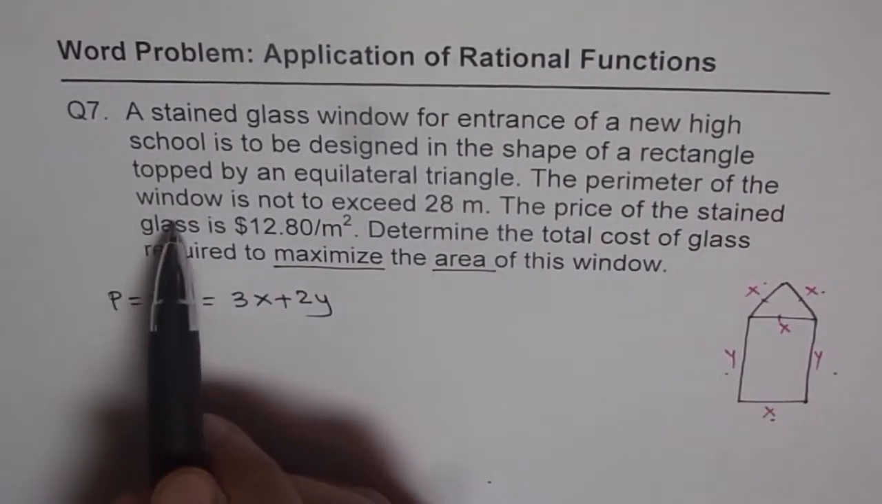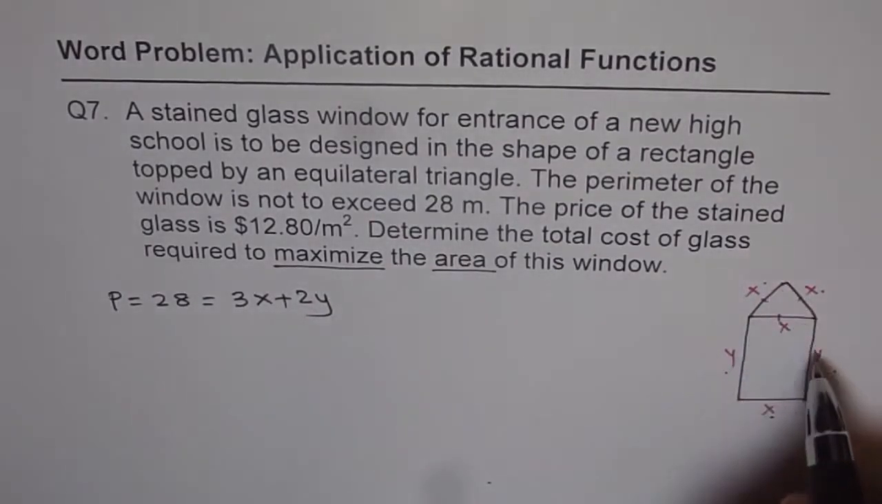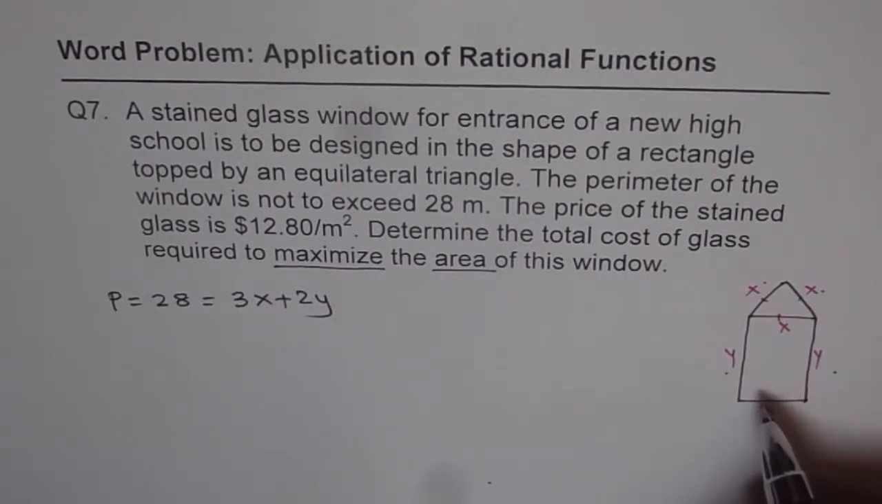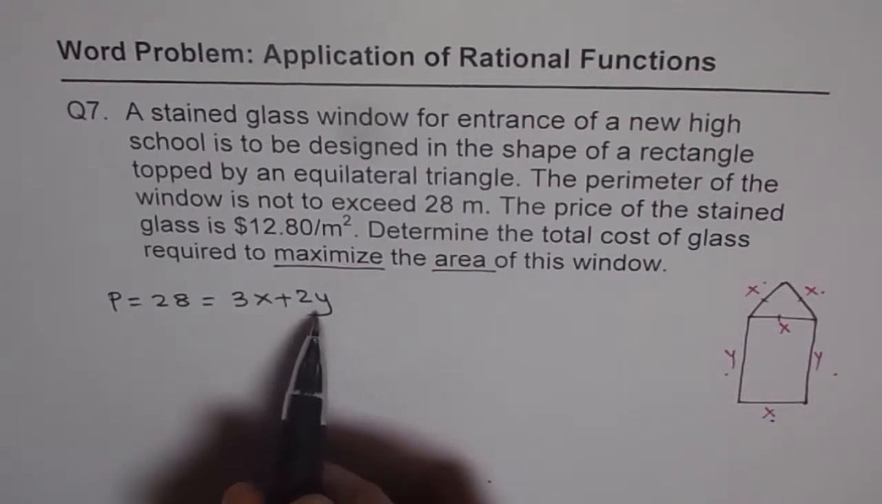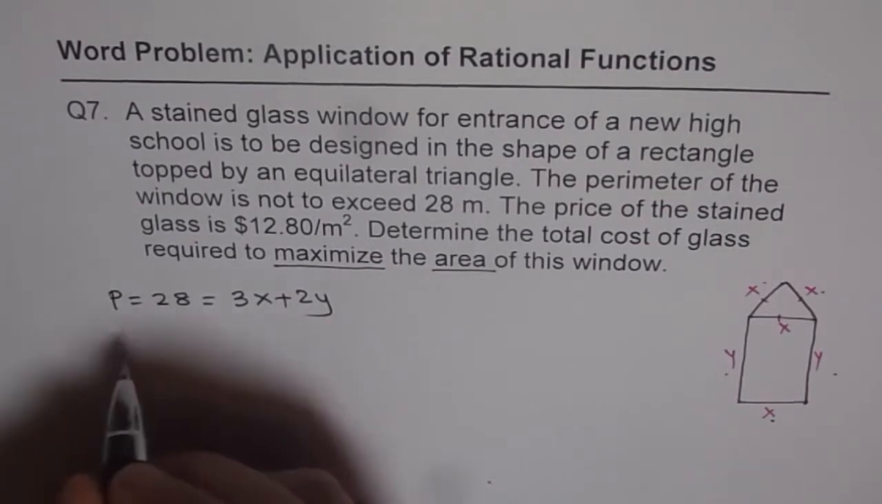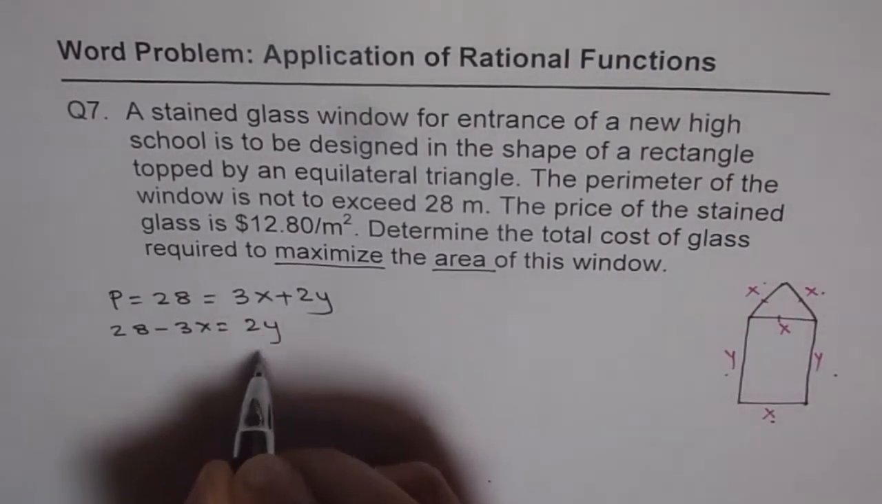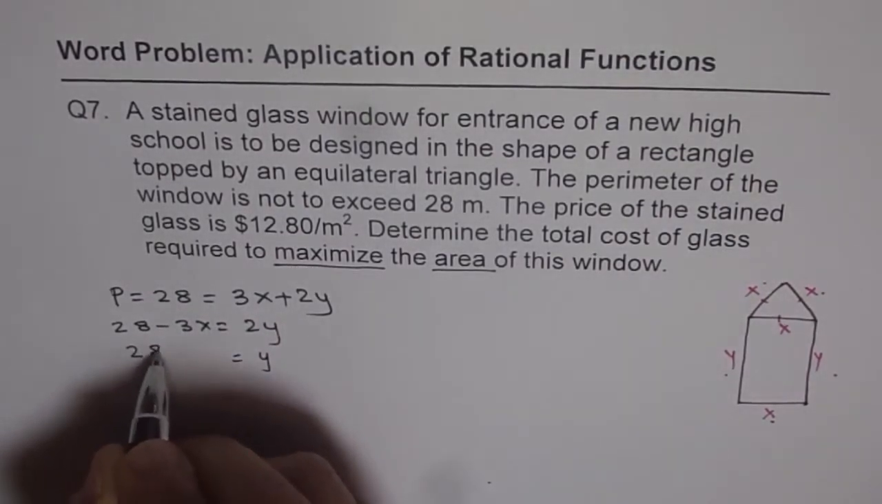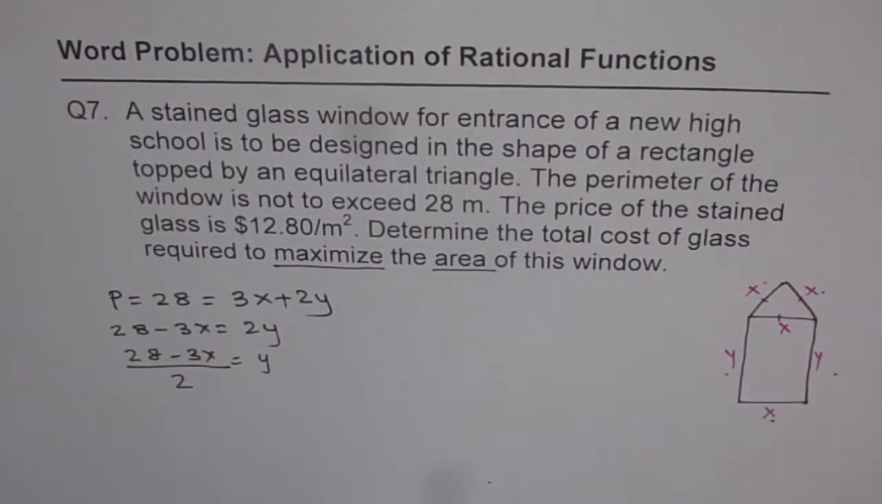The perimeter of the window is not to exceed 28 meters. Perimeter is the sum of outer sides, right? So that gives us a relation, and this relation helps us write one variable in terms of the other. So 28 minus 3x equals 2y, or y equals (28 minus 3x) over 2. So we get one relation, for y in terms of x. Since we have an equation in two variables, we need to relate them.